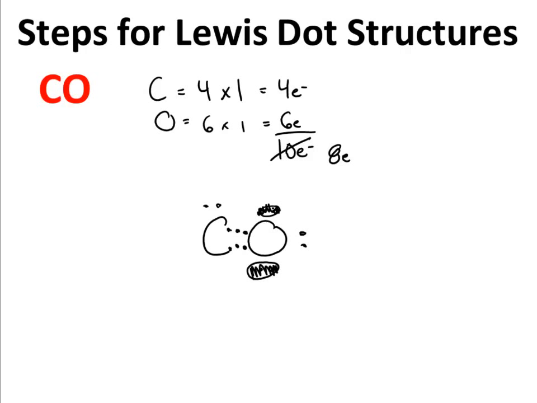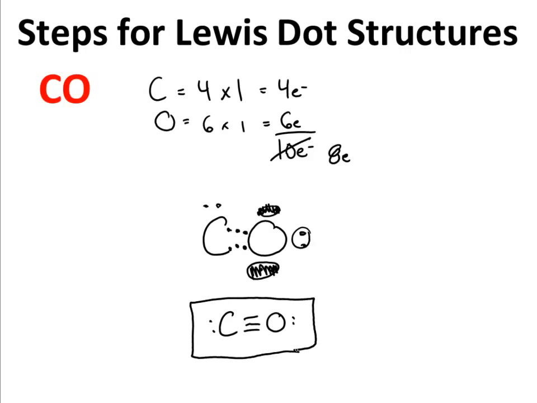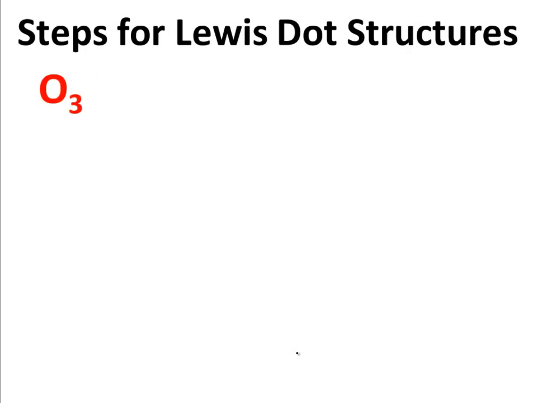That's actually called a coordinate covalent bond, where oxygen is donating more than one pair of electrons to the bond. And when I redraw this nicely, you're going to see I have a triple bond between carbon and oxygen. I have the extra pair of electrons placed over here, and oxygen still has that extra pair of electrons right there. This is the Lewis dot structure for carbon monoxide. Good job, guys. And the last Lewis dot structure we're going to examine today is going to be ozone, which is O3.